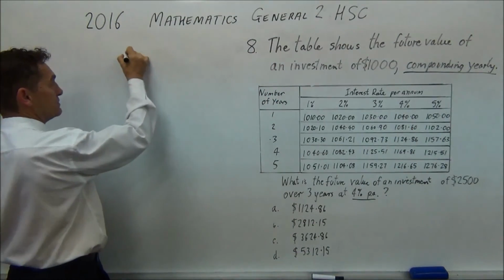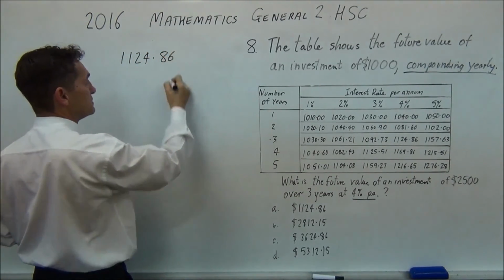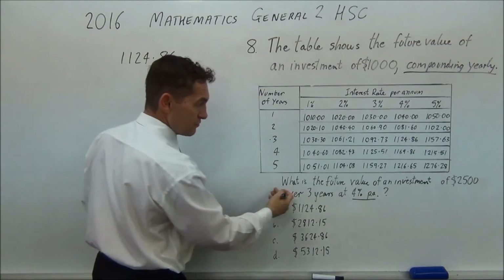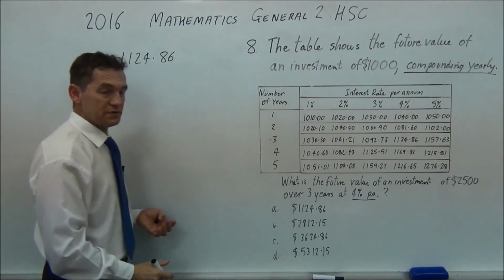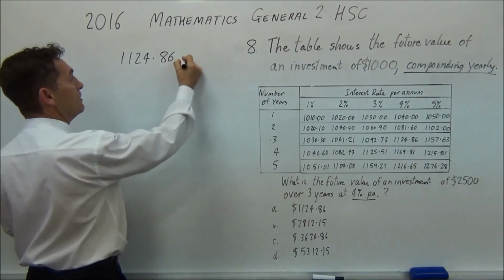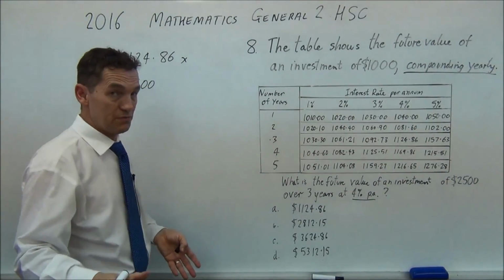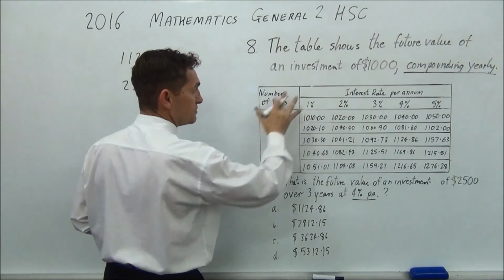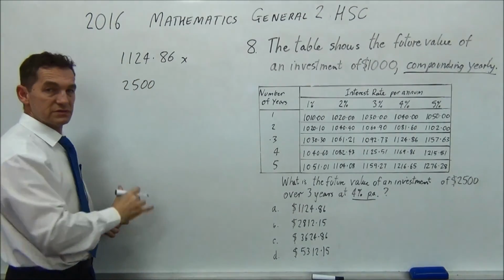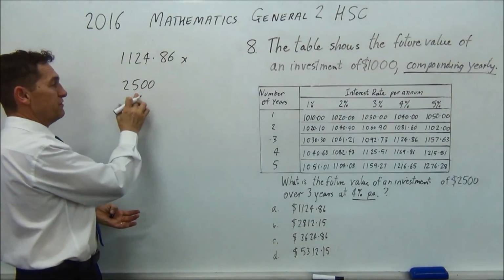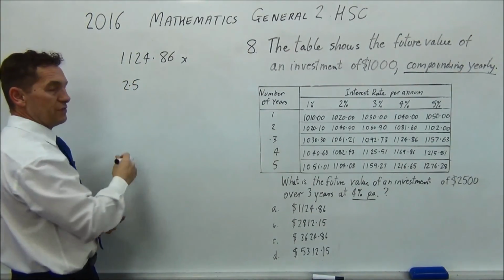So that will be your first piece of working. Grab 1124.86 and then think about what you're going to do with that. Read the rest of the question, maybe read it again. What is the future value of $2,500? So your first thought is probably, oh, I've got the number, I'm just going to multiply it by 2,500 and there's my answer. And you'd be wrong, because this table is for an investment of $1,000. So how many lots of 1,000 have we got there? Well, we've got 2.5 lots. So you only need to multiply this by 2.5 to get your answer.